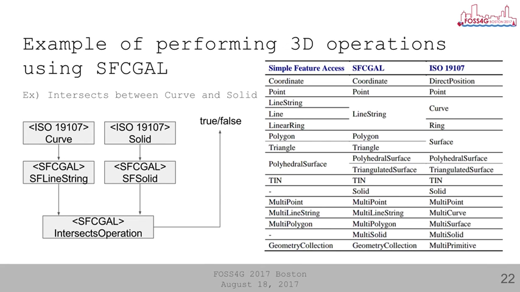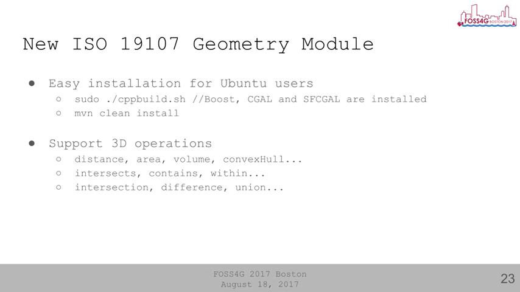This is an example of performing the 3D operations. We have ISO 19107 geometries, and by converting between ISO 19107 and SFCGAL, we convert to their data structure, perform the 3D operations, and get results from the JavaCPP library. So we made a new ISO 19107 geometry module that supports easy installation and 3D operations, and we can use it at least. But now it's not done, absolutely not. It is a long way to go.